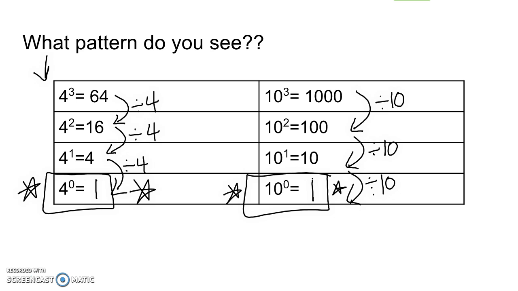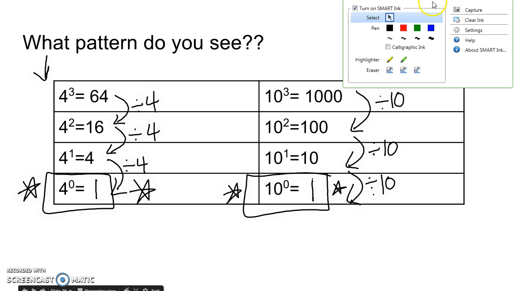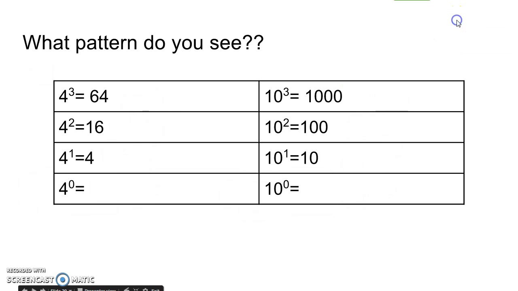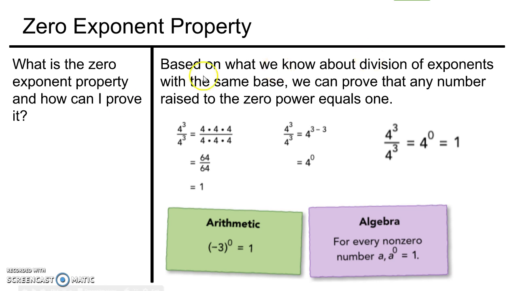So what do we think? If we know 4 to the 0 power equals 1, if we know 10 to the 0 power equals 1, what kind of assumption can I make, or a prediction? Okay, what is the zero exponent property and how can I prove it? We just proved it. Copy this down. Based on what we know about division of exponents with the same base, we can prove that any number raised to the 0 power equals 1. I want you to copy all of that down.